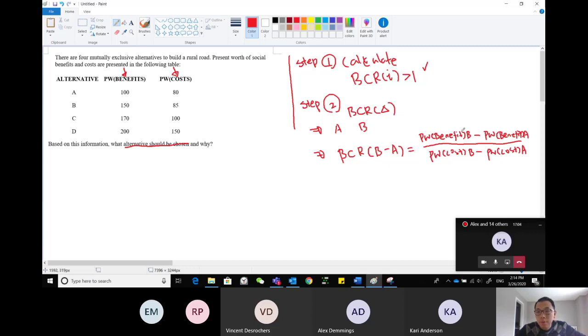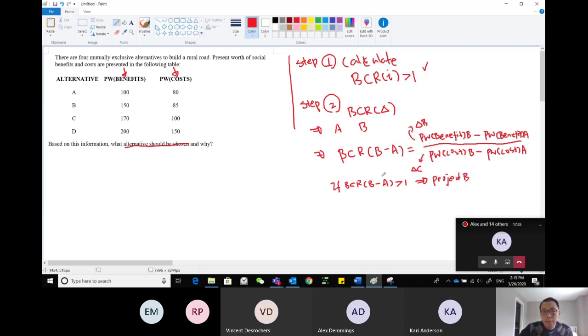Okay, so here is basically the delta between the benefits, right? And then this is the delta between the costs. So when we calculate this, if BCR of B minus A is bigger than 1, we'll choose project B.